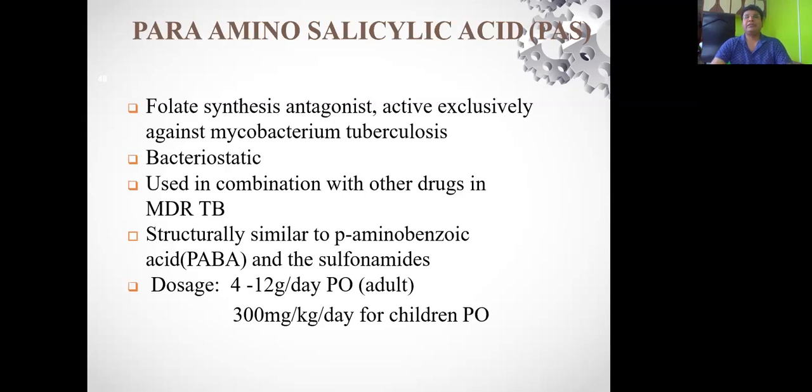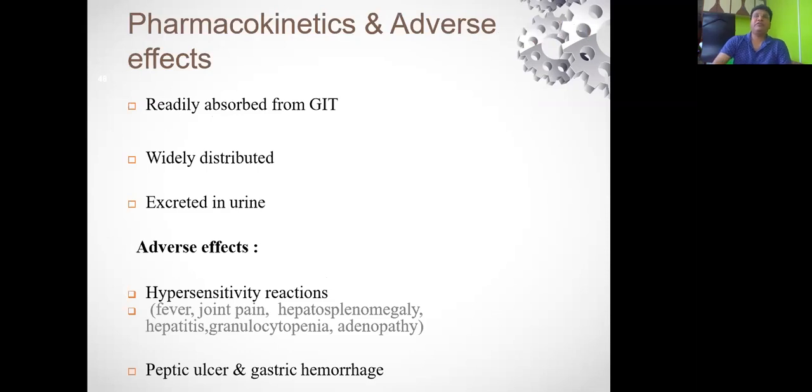Now, the pharmacokinetic and adverse drug reaction profile of this para-amino salicylic acid. It is readily absorbed across the GIT. It is widely distributed and it is excreted through the urine. When you talk about the adverse drug profile, it mainly presents with hypersensitivity reactions. It may also present with fever, joint pain, hepatosplenomegaly, hepatitis, granulocytopenia, adenopathy, and so on. And not only that, because of its high dose, it may also present with development of peptic ulcer and gastric hemorrhages. So this is regarding para-amino salicylic acid, its pharmacokinetics and adverse drug reaction profile.